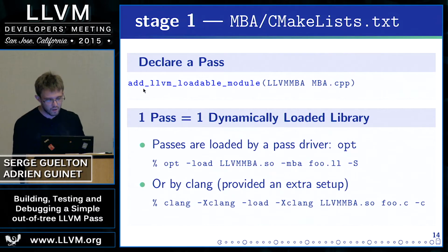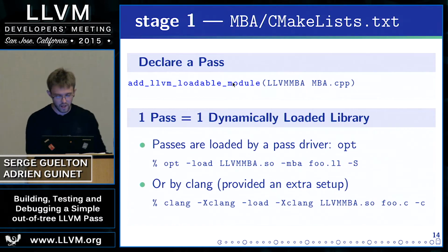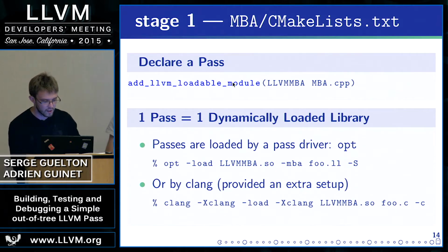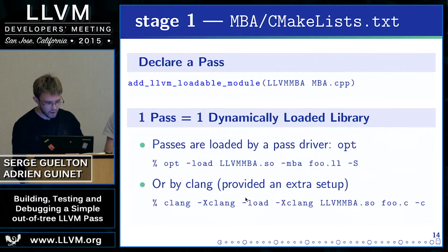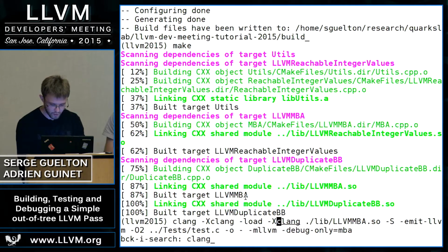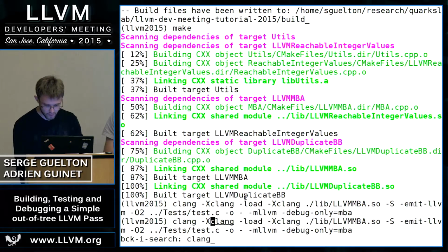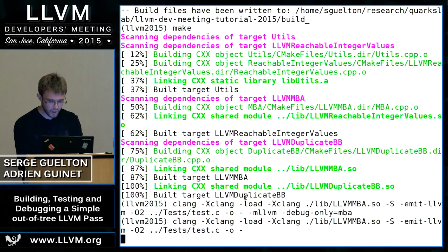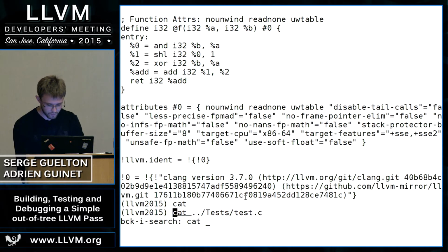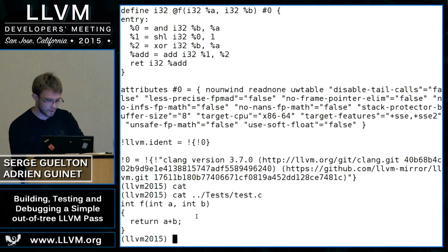Just to finish the CMake list, we have the add_llvm_loadable_module line, which declares the shared library we just saw. As I said, there is one shared library per pass, which we can use through opt and which we can use through clang. For instance, here I use clang. I tell it to load my shared libraries and to compile a simple C file. The C file was just this one. It's just an addition of 2 integers. As we can see, the output LLVM bytecode is modified. So it's not just an addition. We'll see what it is afterwards.